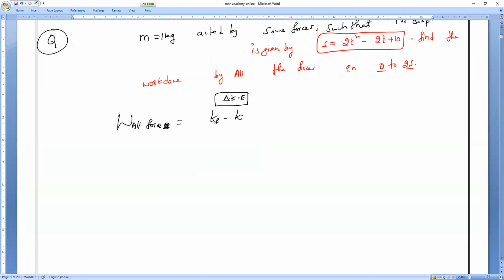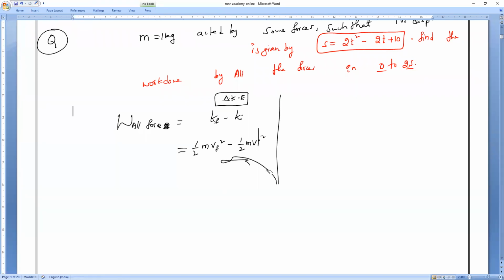Am I right or wrong? Unless you are involved and solving, there is no use of studying, I'm saying. So what is the final kinetic energy? Half m final velocity square minus half m initial velocity square. Am I right or wrong? So now we don't know velocity because they have given only displacement alone.